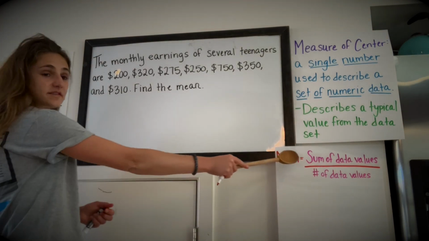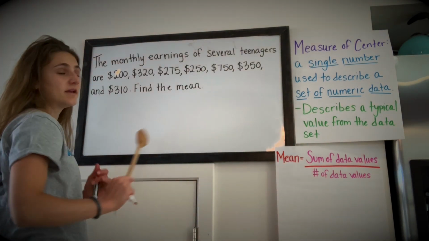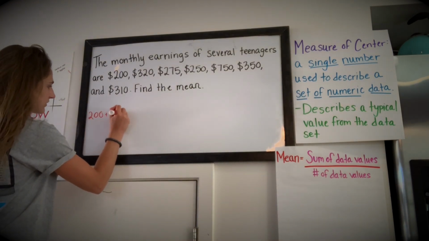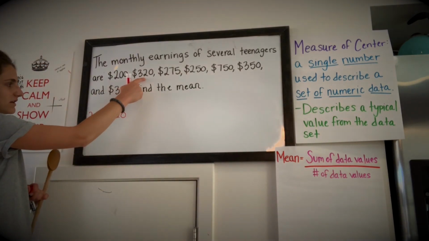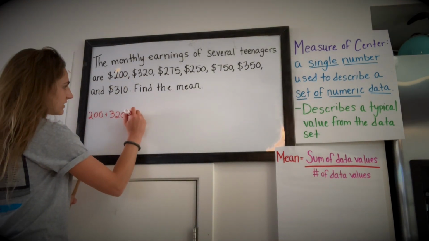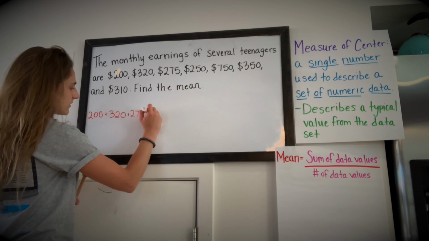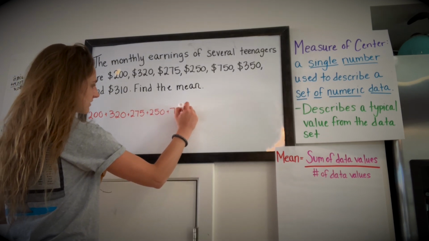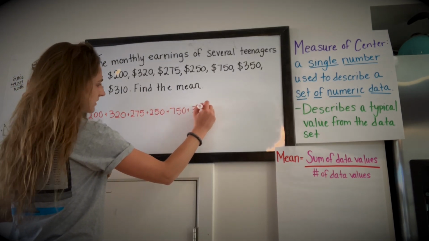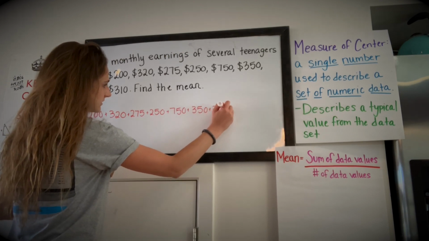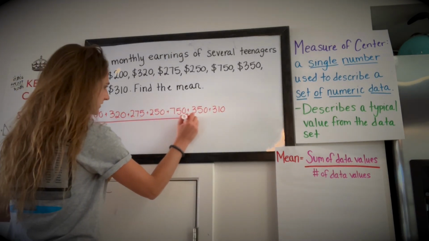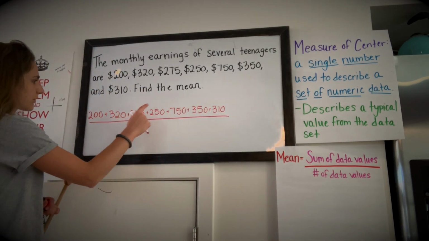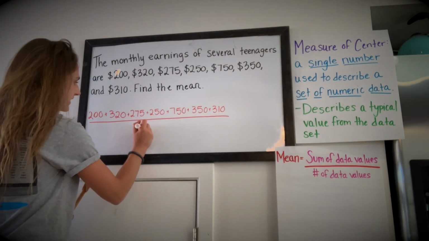We need to first find the sum of our data values, and we know that sum means we're adding. So I'm going to take 200 and add it to 320. And remember, I'm getting my data values right from my problem. And add it to 275 plus 250 plus 750 plus 350 plus 310. And we will divide that by the number of data values that we have. So let's count how many data values we have. 1, 2, 3, 4, 5, 6, 7. Okay, we divide by 7.